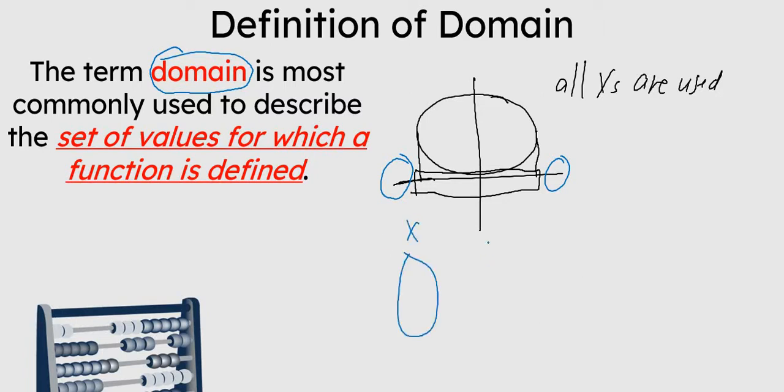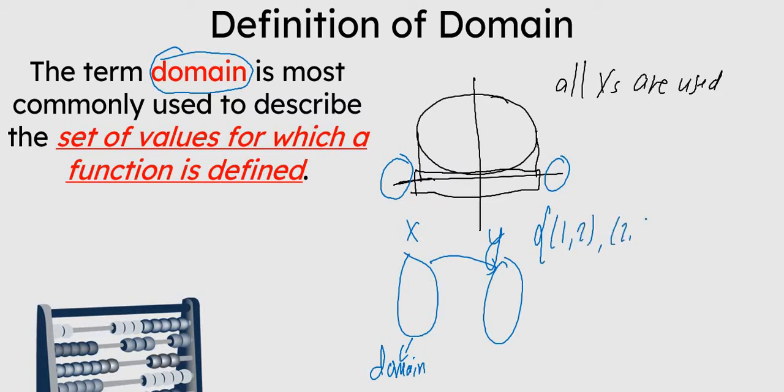If we represent the relation or the function as a mapping, this first set here is our domain. Also, in our set of ordered pairs, such as this one, we would say that these numbers are the elements of our domain. To formally define domain, it is most commonly used to describe the set of values for which the function is defined. What do we mean by this?